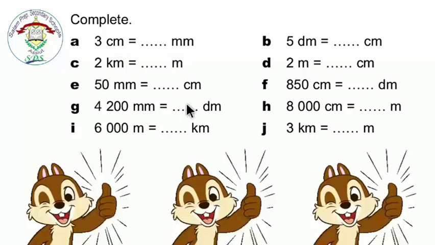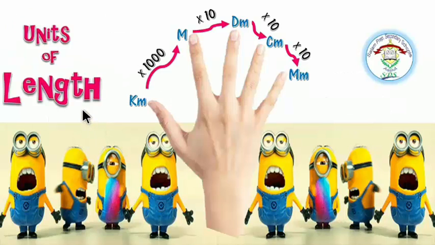All these units are for length. There is no square here. So all these units are units of length. Okay? Please remember units of length. From kilometer to meter, put 3 zeros. Meter to decimeter, put 1. Decimeter to centimeter, put 1. Centimeter to millimeter, put 1.